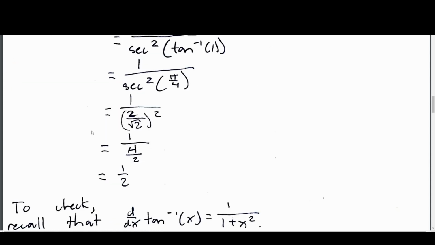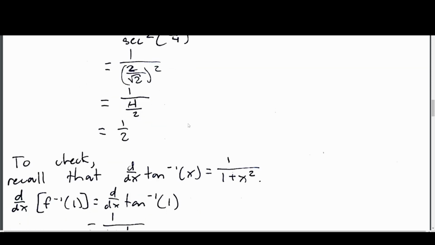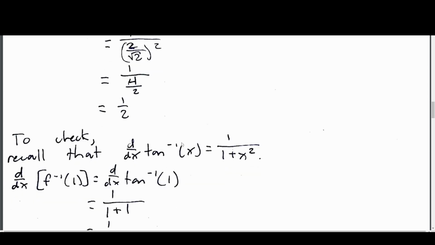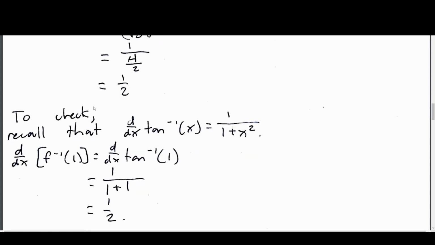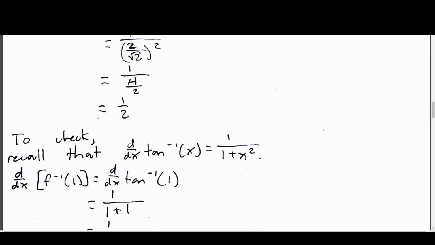To check, recall that the derivative of arctan is actually equal to 1 over 1 plus x squared. Using that, if we plug in 1 for x, we also end up with 1/2. So that's a really simple way to check, and we can also use this principle for arcsine and arccosine if we know those derivatives as well.